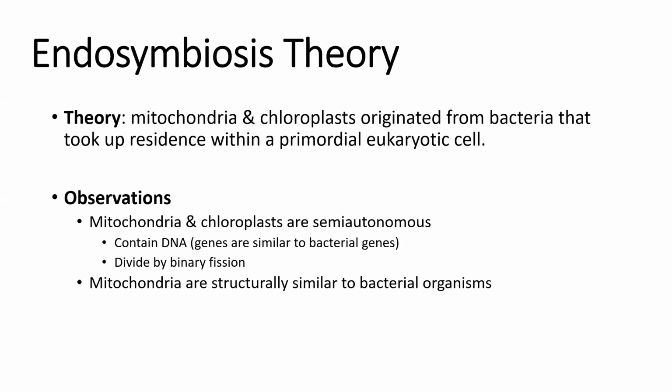How can we identify that, and why do we have that theory? How were we able to come up with that theory? By observation, right? It's the purest, simplest thing that we do as scientists, observing. The mitochondria and chloroplasts are semi-autonomous. They contain their own genes, so that means they have DNA. And they also divide by binary fission.